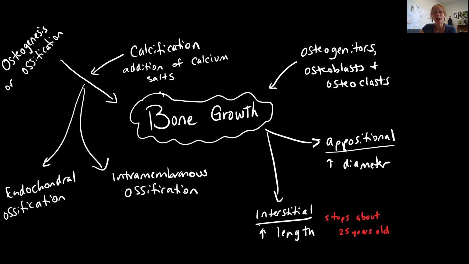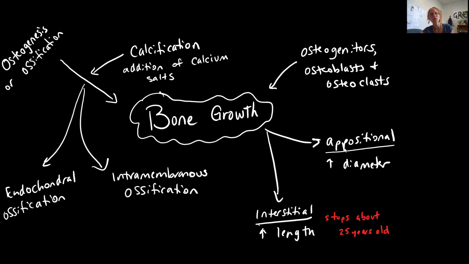You have what's called appositional growth, which is where you're not changing the position of the bone, but you're increasing the diameter. So appositional without position change. It's not getting longer, it's getting fatter. Or interstitial growth, which is that increase in length. And that's going to stop around age 25 or so. That's about when we have our finished, mature skeleton.